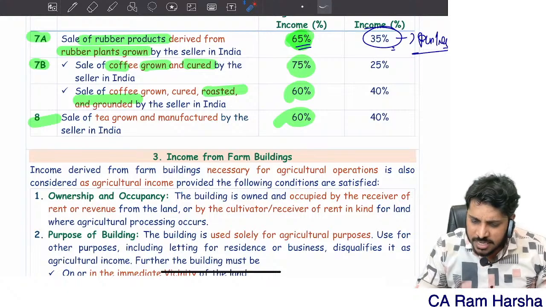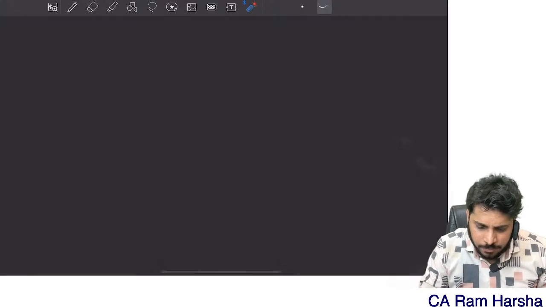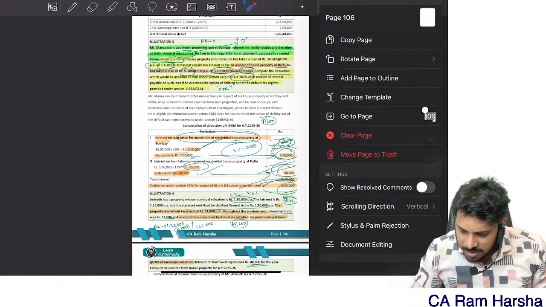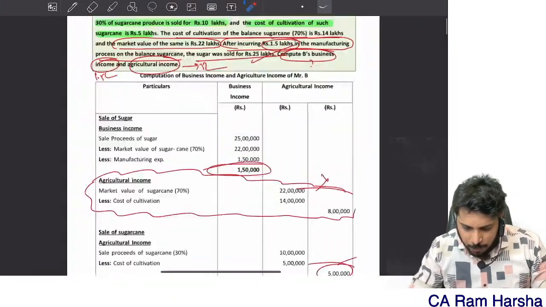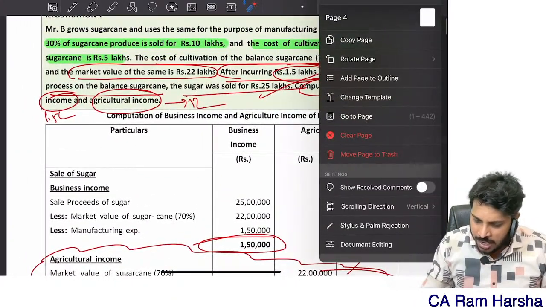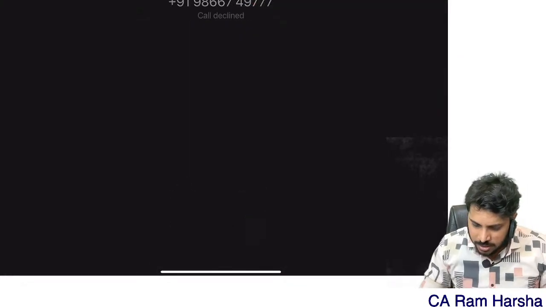One wonderful problem is there in our ICAI book. I will straight away go to that problem in the ICAI book. I actually solved this very recently in the recent class.